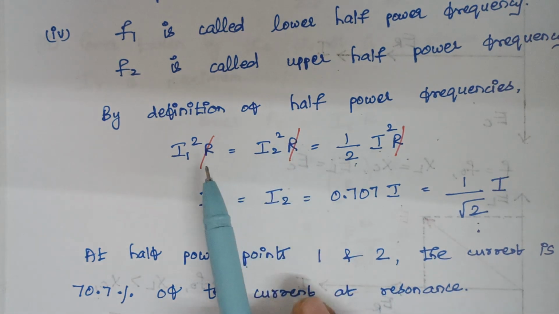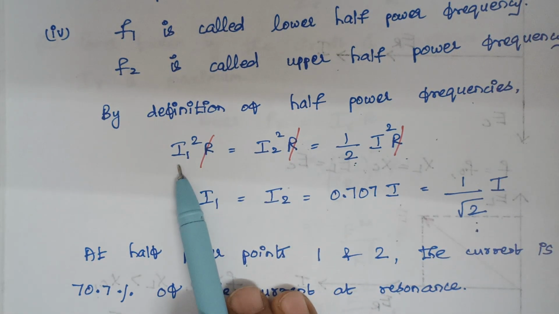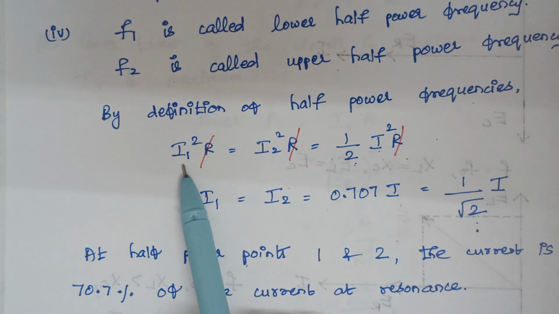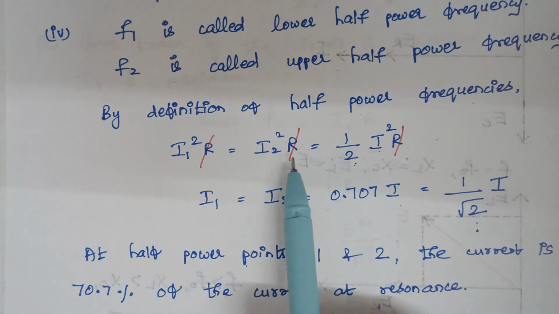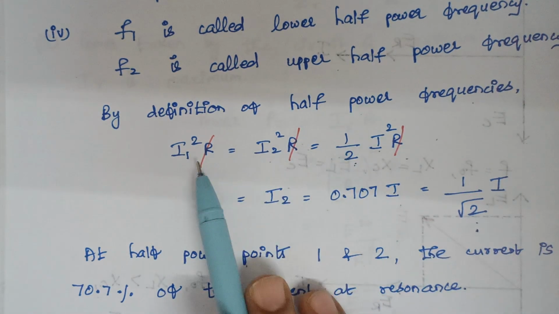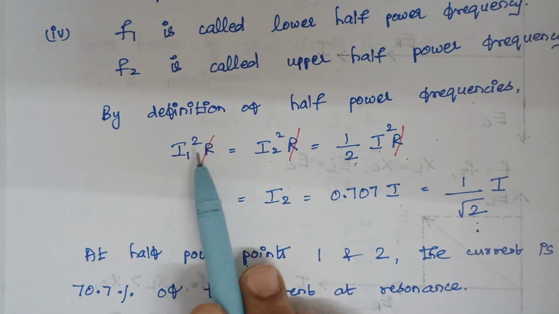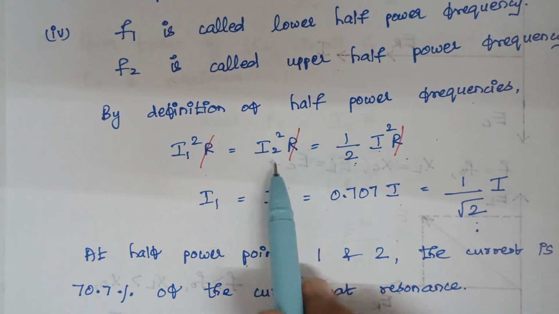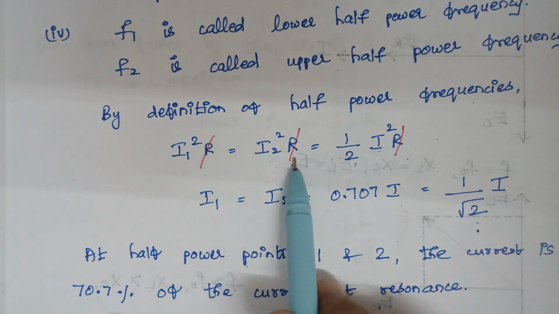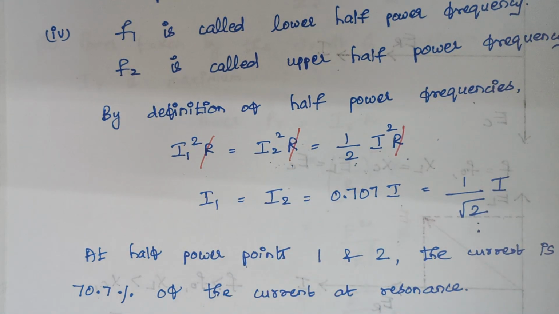You see, at a particular frequency F1, the current is I1. At frequency F2, the current is I2. Right, so what is the formula for power? It is I square R. Therefore, at F1 we write I1 square R, and at F2 we write I2 square R, which are equal to half of the power during resonance.